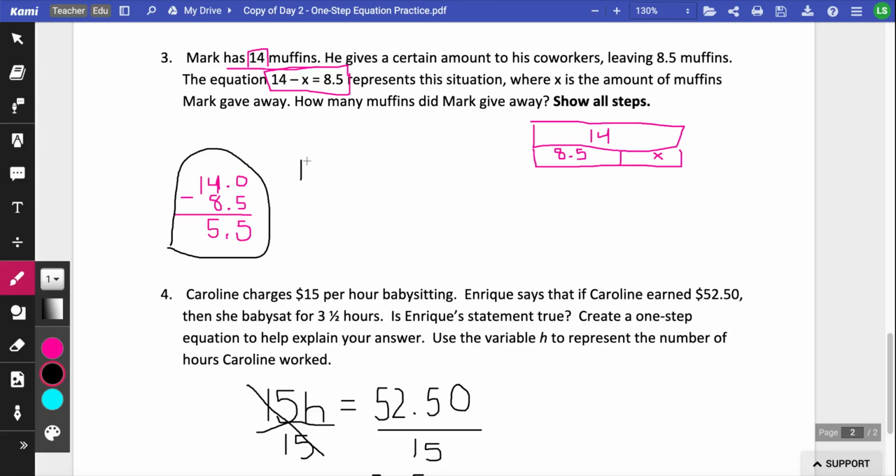And how do I check this again? I substitute in what I reached as a solution for my variable. And I do in fact get 8.5. And again, this just came right from the equation. I just rewrote this original equation by substituting in my solution. And it does in fact work.